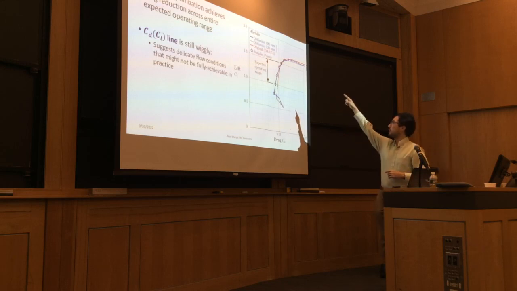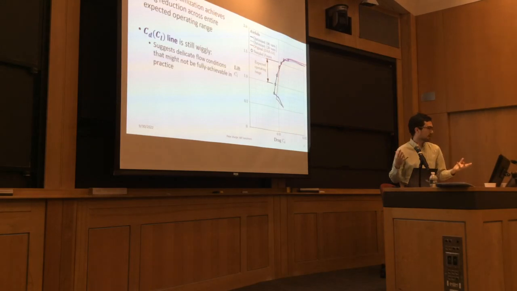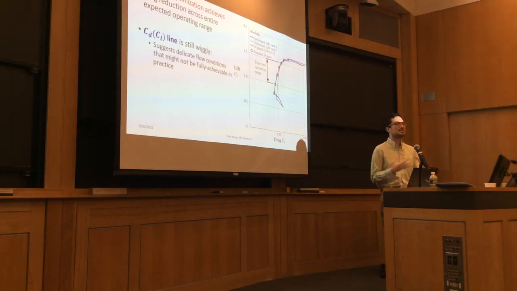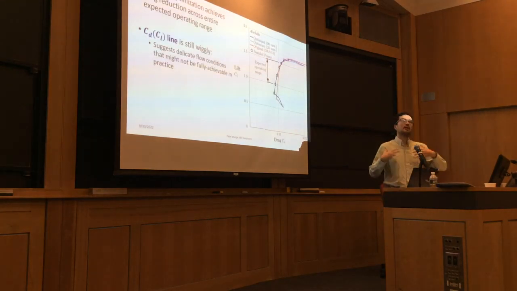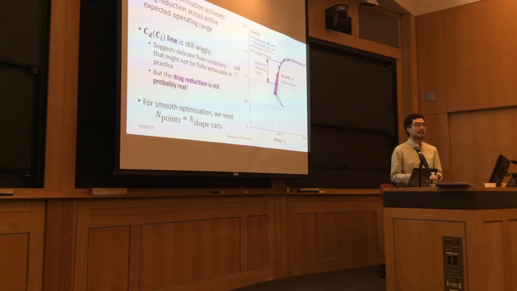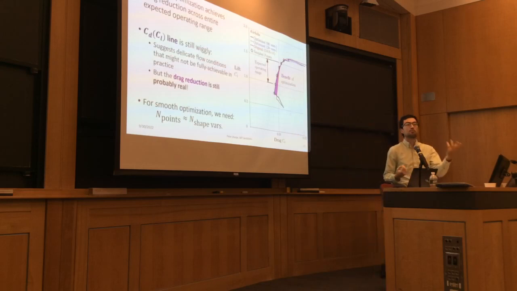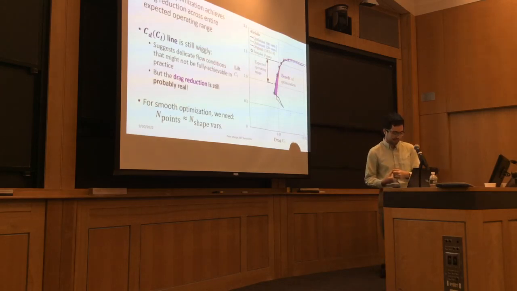We'll note that this blue line here is still kind of wiggly. It's going back and forth. And what that suggests to us is that this aerodynamic performance is still kind of delicate. There are some sensitive flow features that we may or may not actually be able to get in practice. But I should highlight that this drag reduction is still probably real. That's all of this shaded purple area here. That's a real reduction in something we might see in flight.